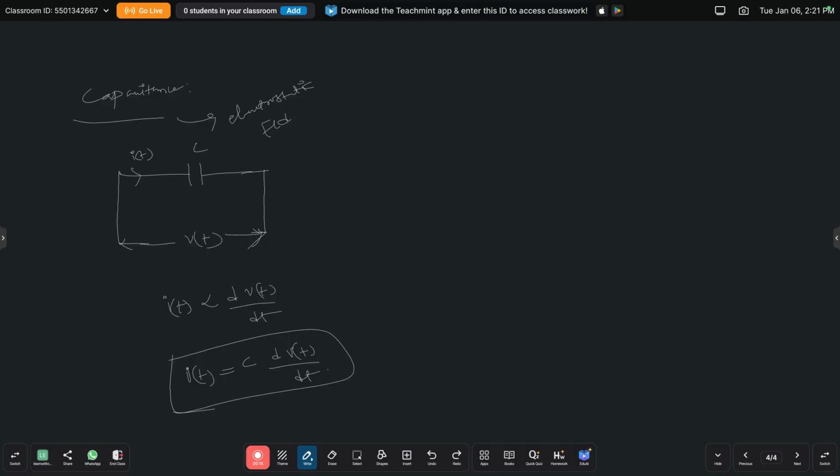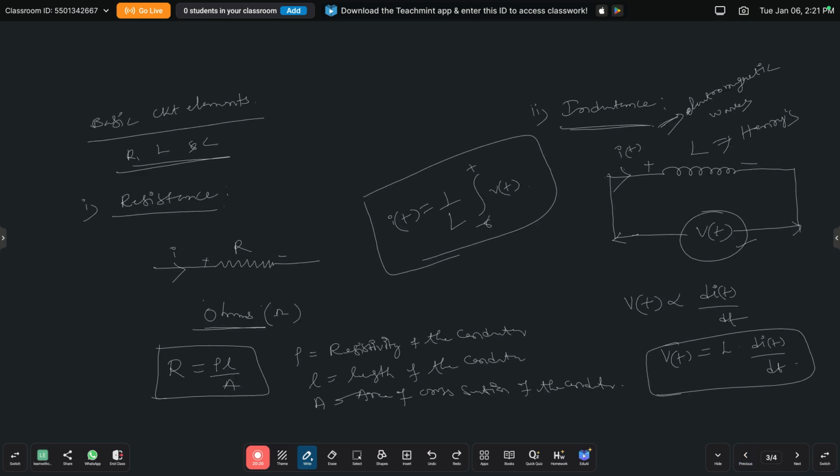So these are the different types of basic circuit elements. The basic circuit elements can be classified into three types: the resistor, inductor and capacitor. First one is the resistor. This is the symbol of the resistor. It is represented by R and measured in ohms.